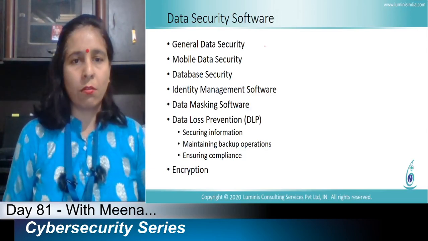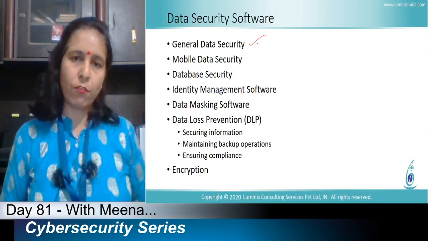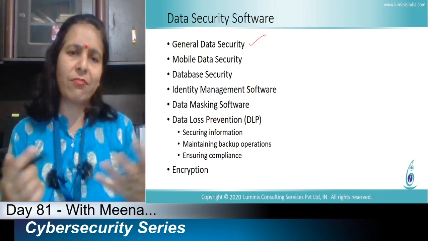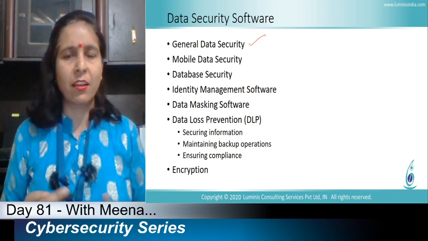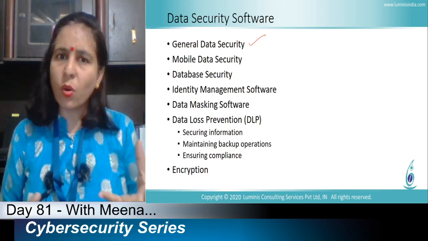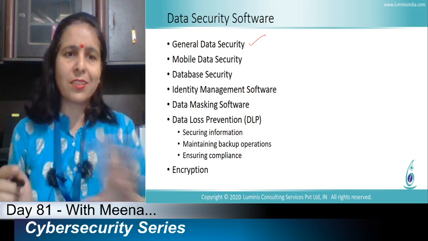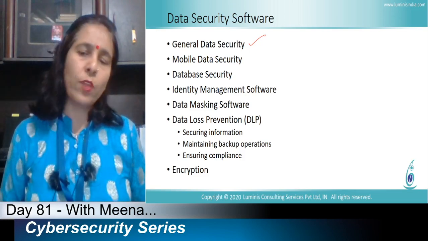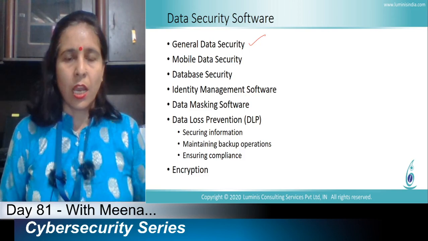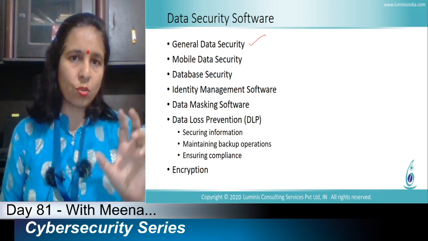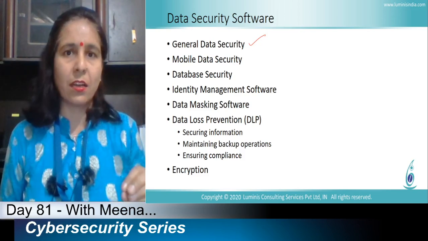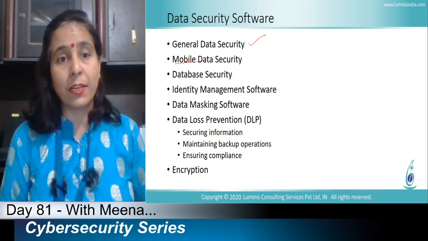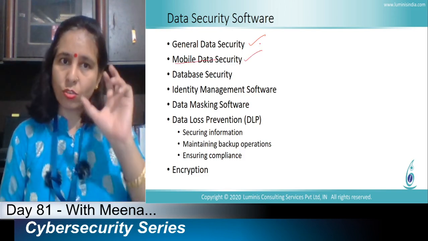One category is general data security. For example, if we are using files like an Excel file, a Word document, or a zip file, and we put a password on it, that is general data security. We also have mobile devices, and our mobile devices need security on data. So the software related to data security on mobile devices is different software for it.